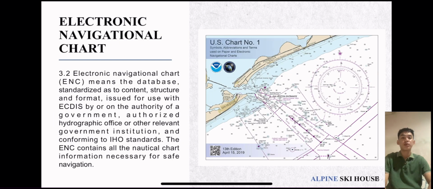For number 3.2, Electronic Navigational Chart. Electronic Navigational Chart means the database standardized as to content, structure, and format issued for use with ECDIS by or on the authority of a government, authorized hydrographic office or other relevant government institution, and conforming to IHO standards. The ENC contains all the nautical chart information necessary for safe navigation. So, an electronic navigational chart is a standardized database for ECDIS issued by a government or authorized hydrographic office following IHO standards. It includes all essential nautical chart data for safe navigation.